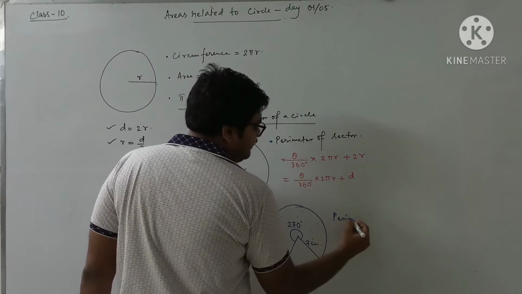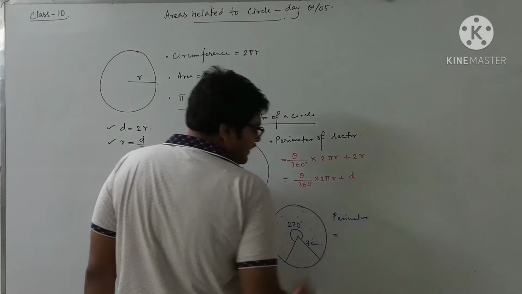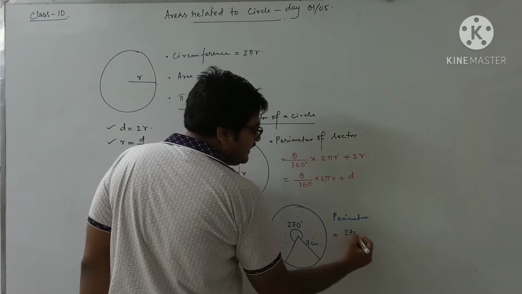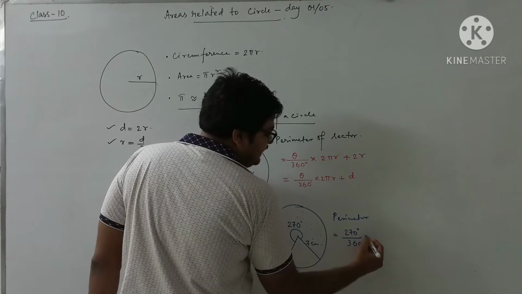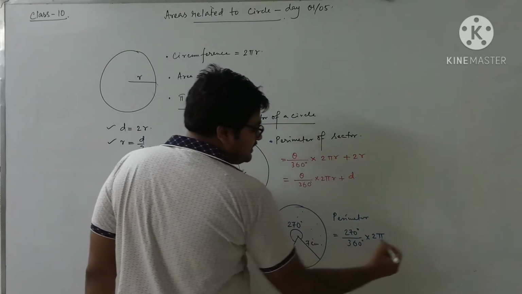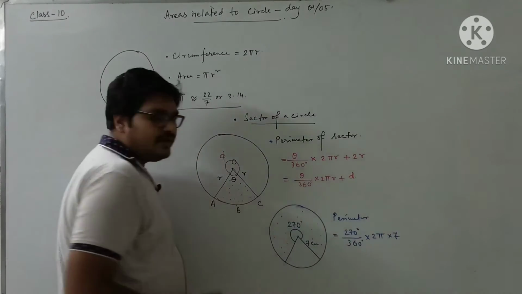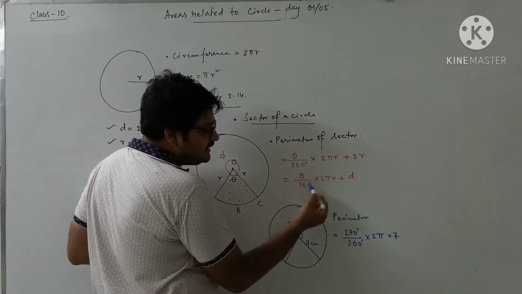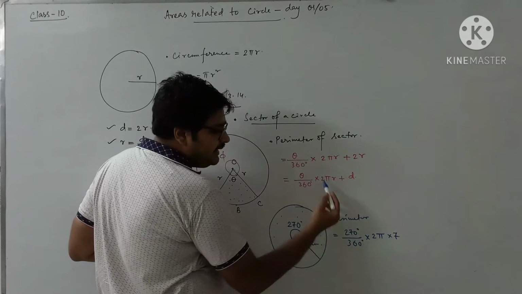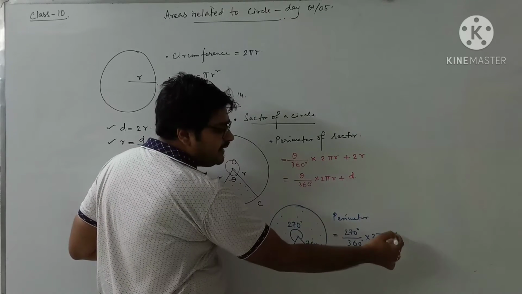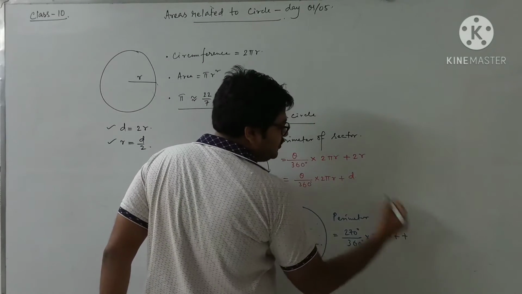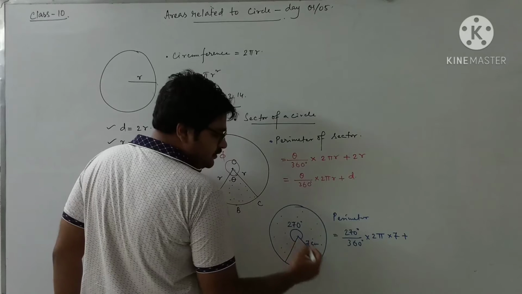So what do we write here? Perimeter. What is the formula? Theta by 360 degree. What is theta here? 270 degree by 360 degree into 2 pi r. What is r? Radius 7. Got it up to this? Theta by 360 degree into 2 pi r, theta is 270 degree by 360 degree into 2 pi r. What is the value of radius r? 7. Plus d or plus 2r, whatever it is. 2r means 2 into radius.